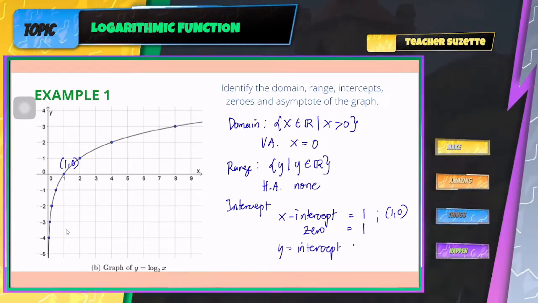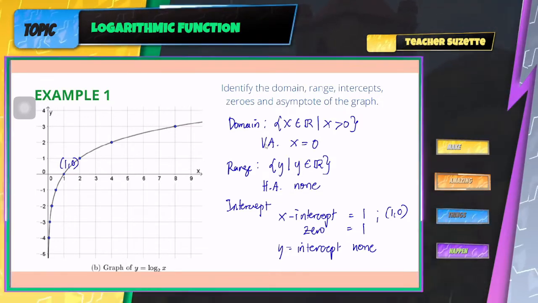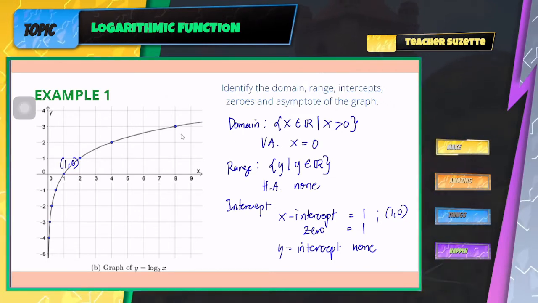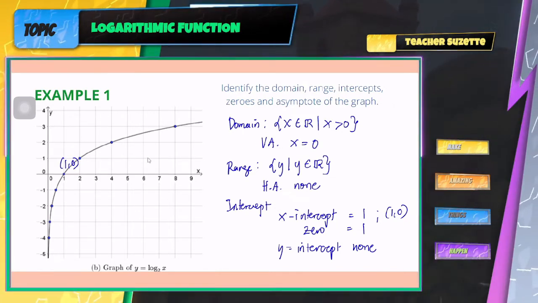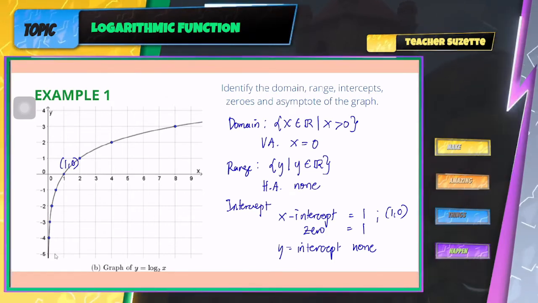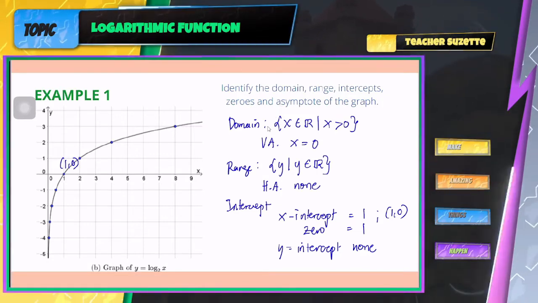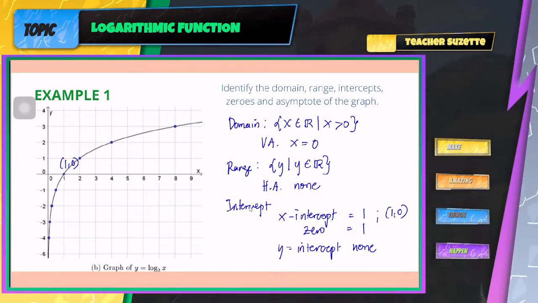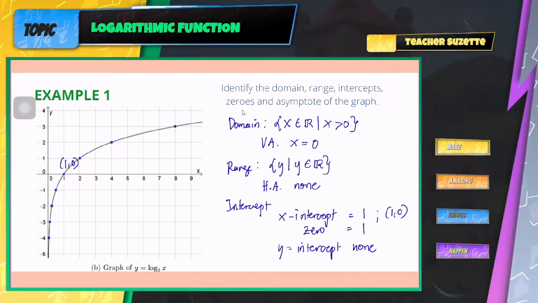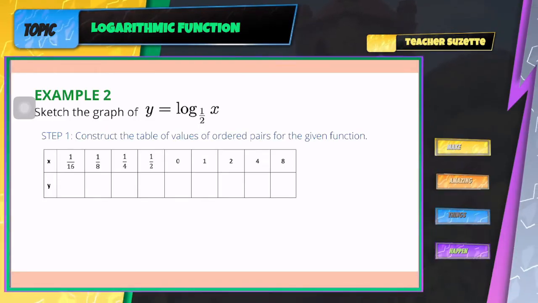Kasi nga po, if you look at our domain, we have a vertical asymptote, which is x equals 0, and that is also our y-axis. So definitely, we will not have a y-intercept for this graph. Okay, so that concludes it. We have already found the domain, range, intercepts, and asymptote, as well as the zero of our graph for example number 1.